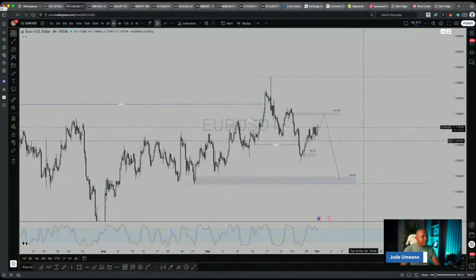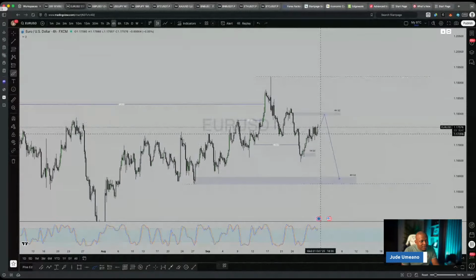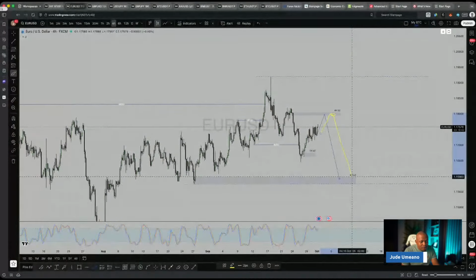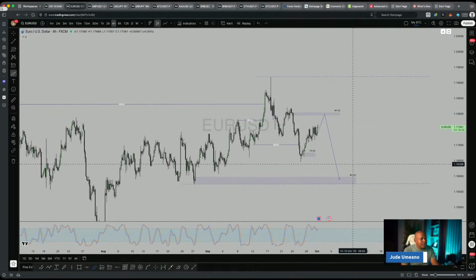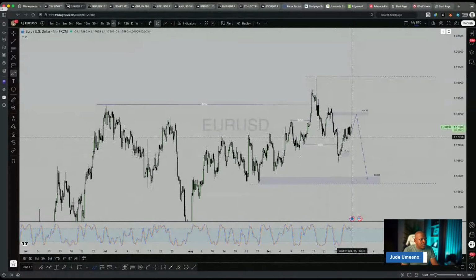So 4 hours. This is still the initial movement I'm expecting because we had a break of structure to the downside here on the 4 hours. So this is still my target. You can see it. I'm still expecting we go up here, tap into this 4-hour demand and supply zone, and we go down. So that is still the higher time frame bias for me. Now let's scale down to 1 hour because on the 4 hours, nothing has really changed.